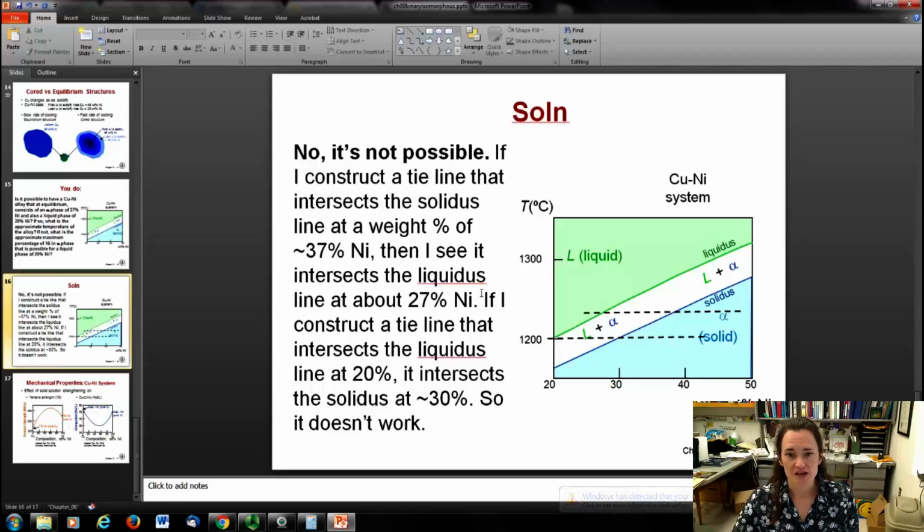Now, if instead you construct a tie line that intersects the liquidus line at 20%, that's about right there, okay? Then it's going to intersect your solidus line at about 30%. So the highest concentration of nickel that you'll get in your alpha phase is about 30%. So it's not possible, and instead the highest percentage that you're getting in the alpha phase is about 30% for the 20% liquid concentration.